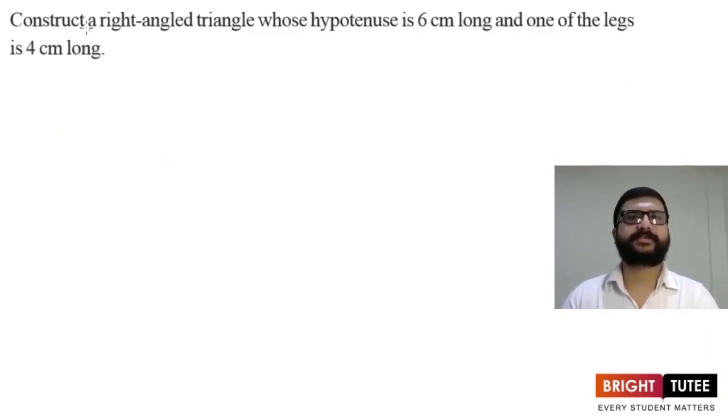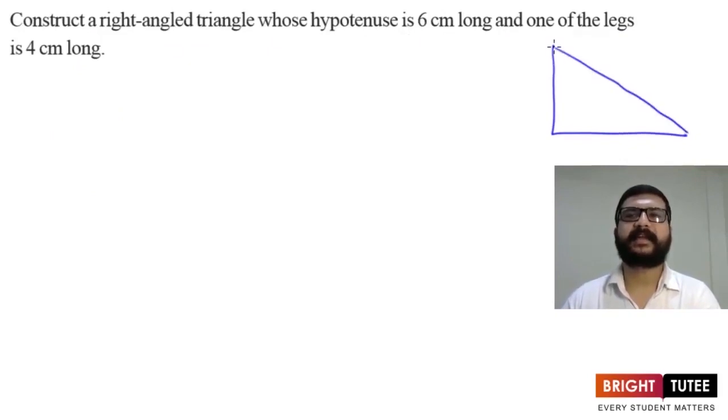Now here is the next question. The question is, construct a right angle triangle whose hypotenuse is 6 cm long and one of the legs is 4 cm long. So here what we need is a right angle triangle. Let's say this is the right angle triangle ABC and it is right angled at B, and hypotenuse to be 6 centimeters and one of the legs as 4 centimeters. So let's say AC, the hypotenuse, is 6 centimeters and one of the legs, which is BC, is 4 centimeters. So this is the rough sketch of the required triangle.